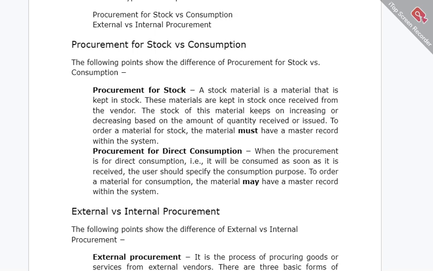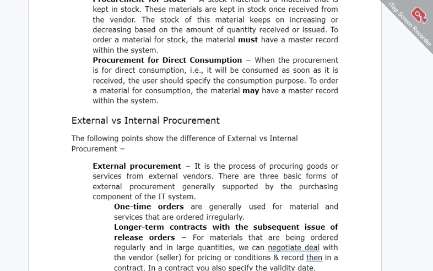Procurement for direct consumption. When the procurement is for direct consumption, the material will be consumed as soon as it is received, and the user should specify the consumption purpose. To order a material for consumption, the material may have a master record within the system.